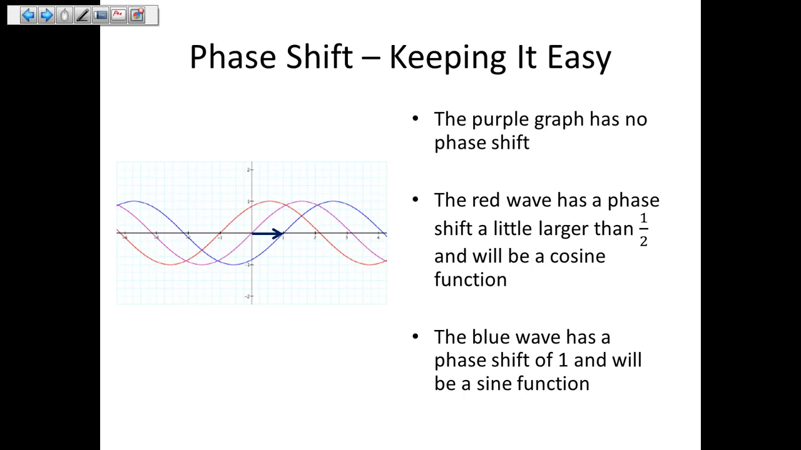So our red wave has a phase shift that's a little larger than 1/2. Our blue wave has a phase shift of 1. Our red wave is going to be a cosine function. Our blue wave would be a sine function.